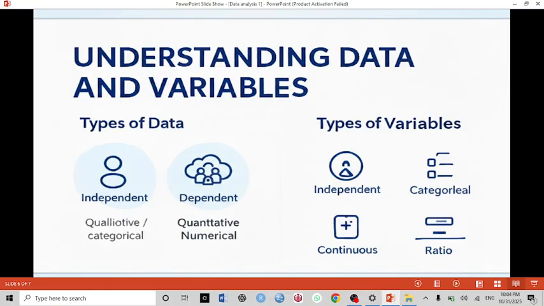So today, in this video, we'll be talking about types of variables. Our focus will be on numerical and categorical variables, right? So, what are numerical variables? Numerical variables are also called quantitative variables. They're actually very simple. They are variables that come in as numbers.